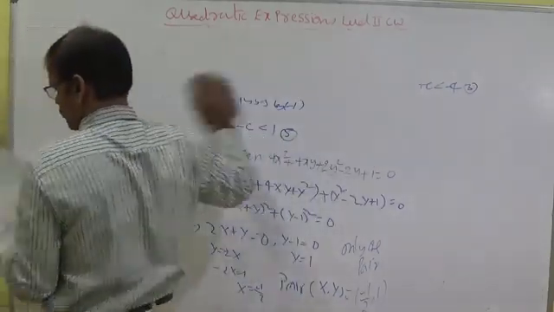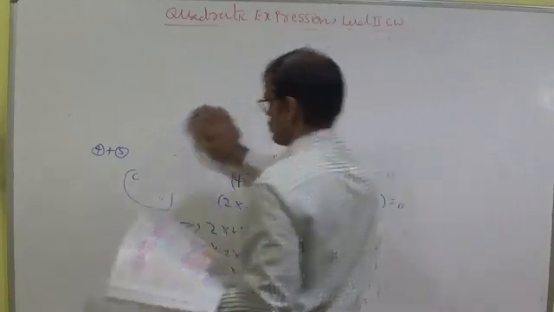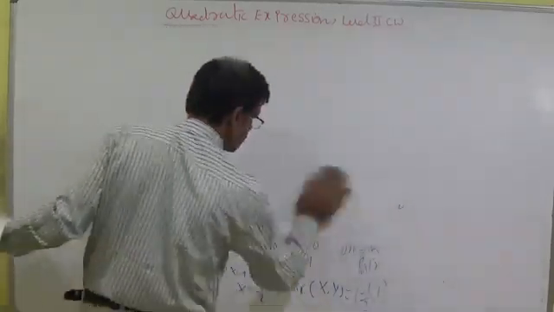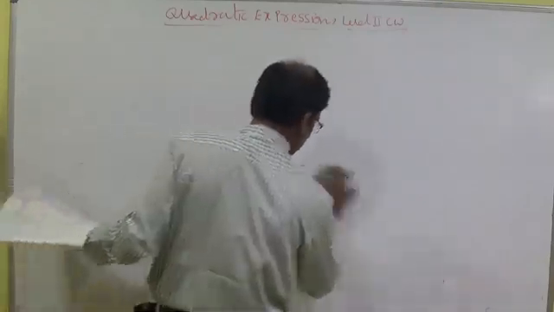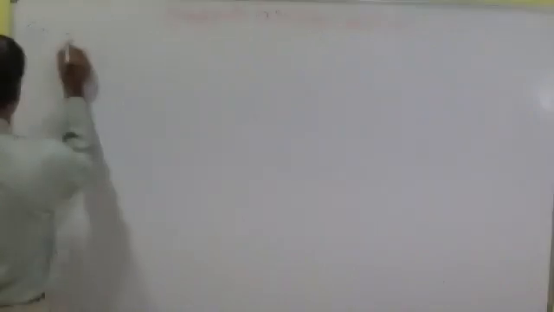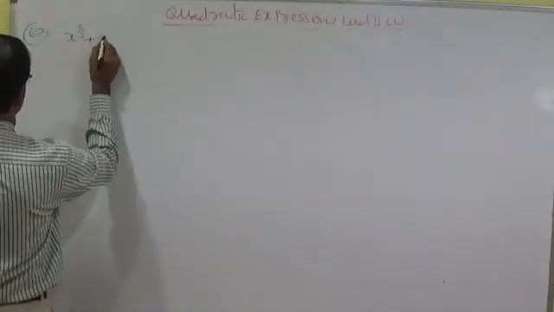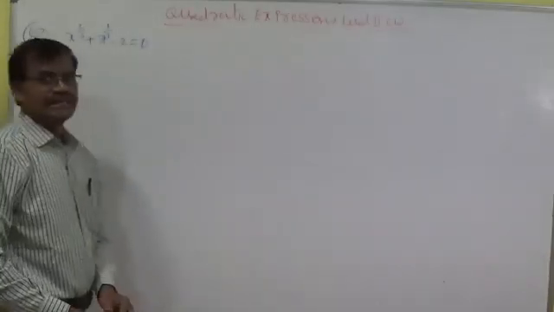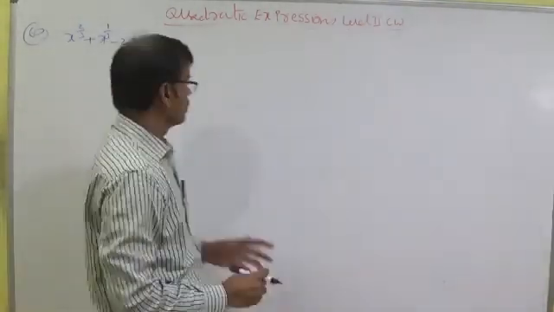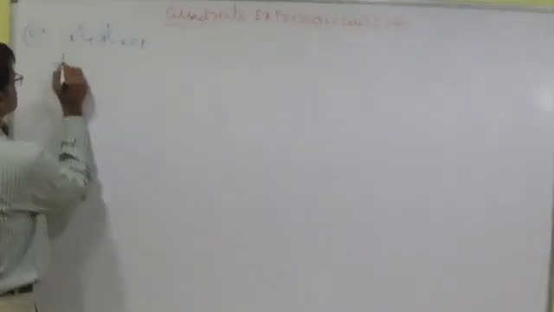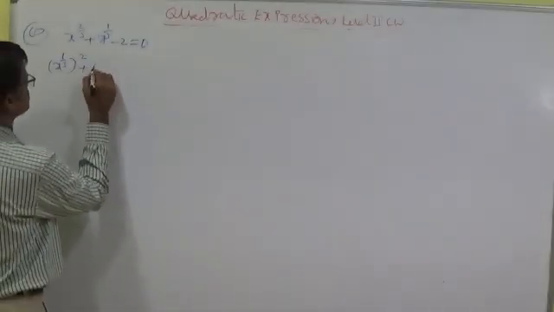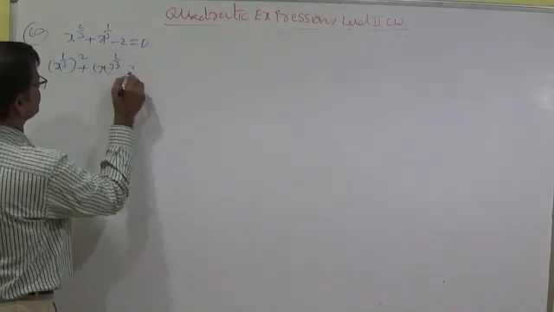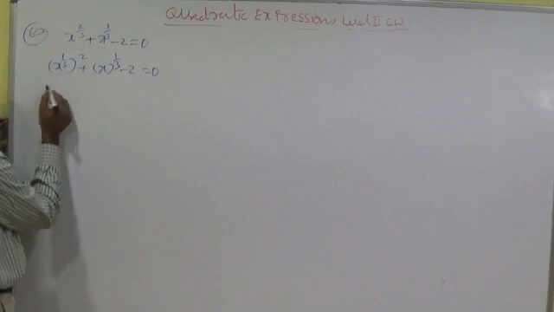Now, equations reducible to quadratic. These are mains questions only, not belonging to MCET; they are somewhat standard questions. 60th question. The number of solutions of the equation x power 2 by 3 plus x power 1 by 3 minus 2 equal to 0. The concept here is existence of solutions. If solutions do not exist, depending on the mod concept or logarithm concept, we should not write them.